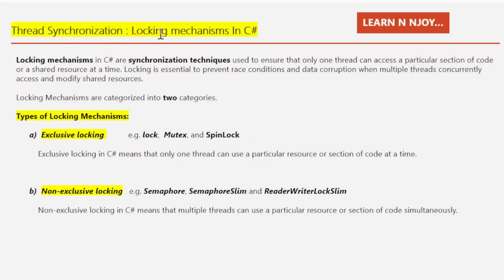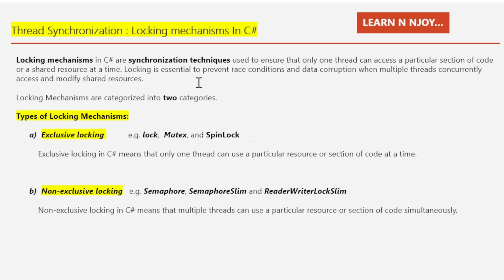Thread synchronization locking mechanism in C#. Locking mechanisms in C# are synchronization techniques used to ensure that only one thread can access a particular section of code or a shared resource at a time. Locking is essential to prevent race conditions and data corruption when multiple threads concurrently access and modify shared resources.